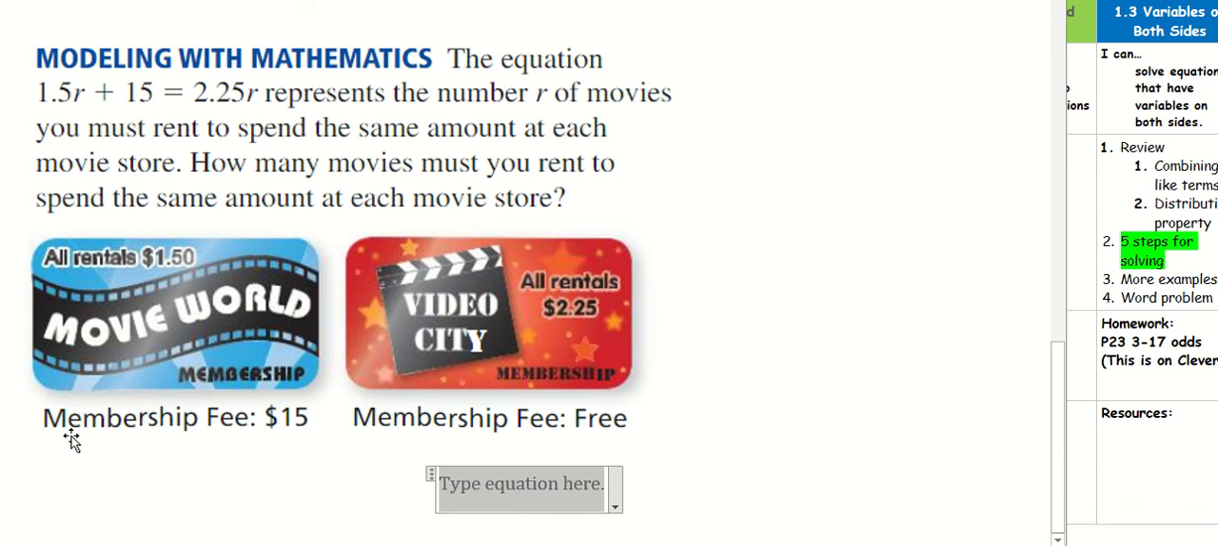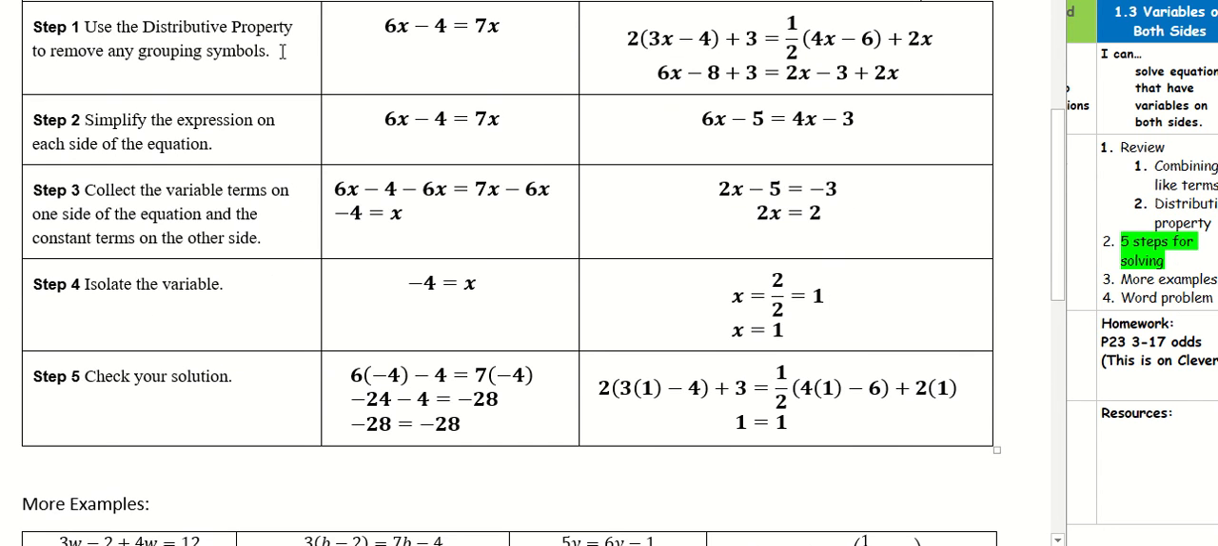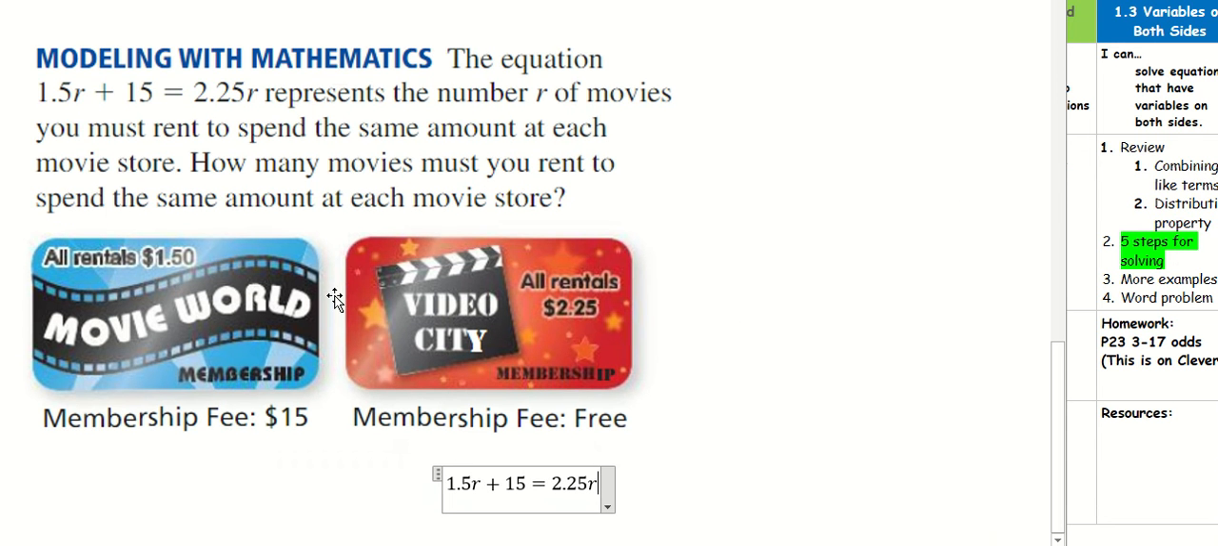So this time I have 1.5r plus 15 equals 2.25r. I don't need to do any distributive property. I don't need to simplify. I need to collect the variables. So I'm already on step 3. So I'm going to subtract 1.5r from both sides.